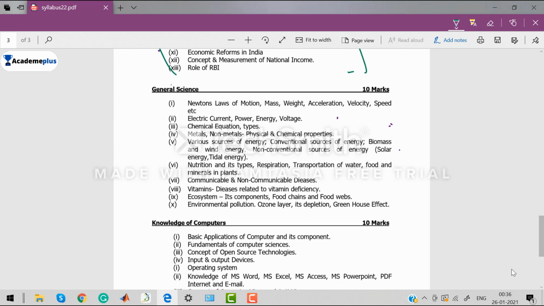Basic 10th, I think इसकी 10th की भी लेवल नहीं है, इट्स जस्ट बेसिक्स, 8th, 9th वही सिलेबस है, like Newton's law of motions, electric current, power, energy, voltage, very basic. Then we are having chemical equations and types, metals, non-metals, physical and chemical properties. Okay, various source of energy, conventional source of energy, biomass and wind energy.